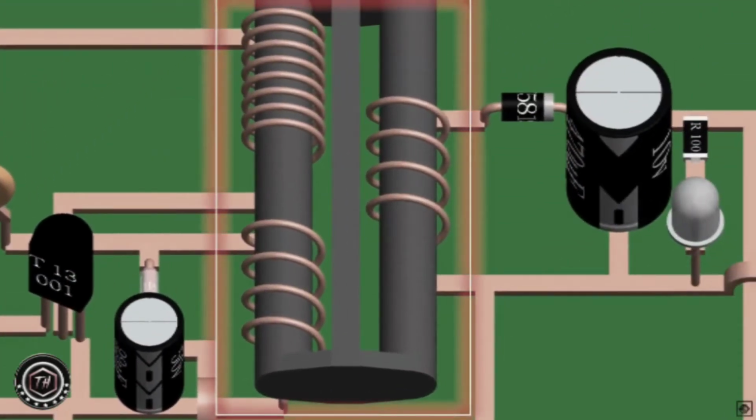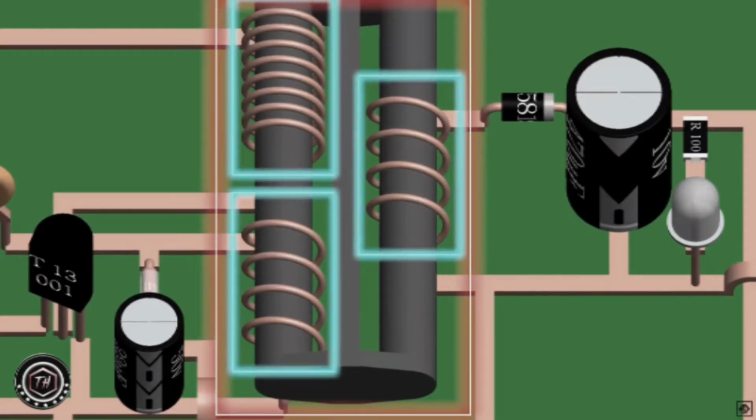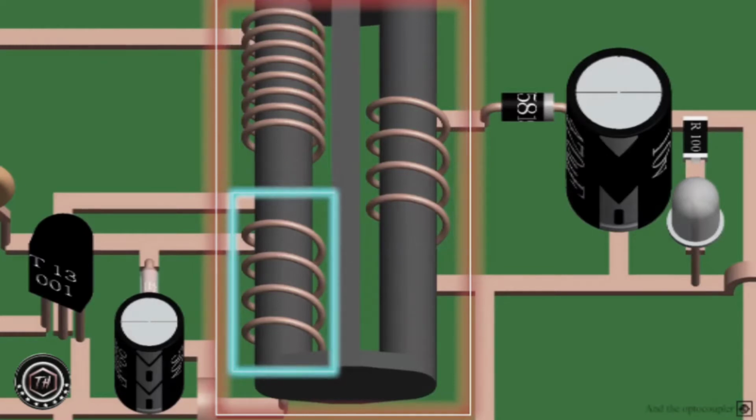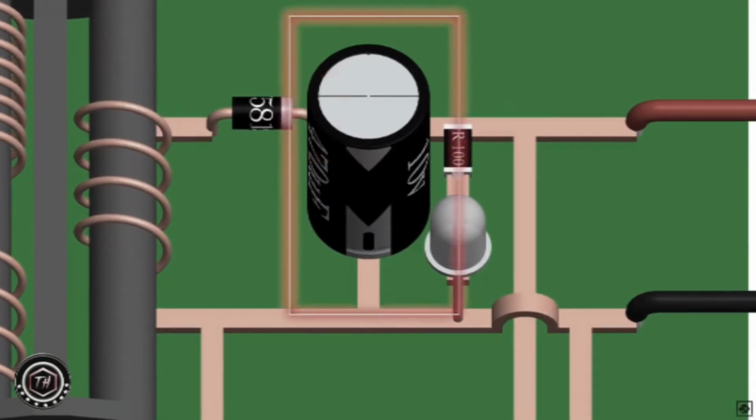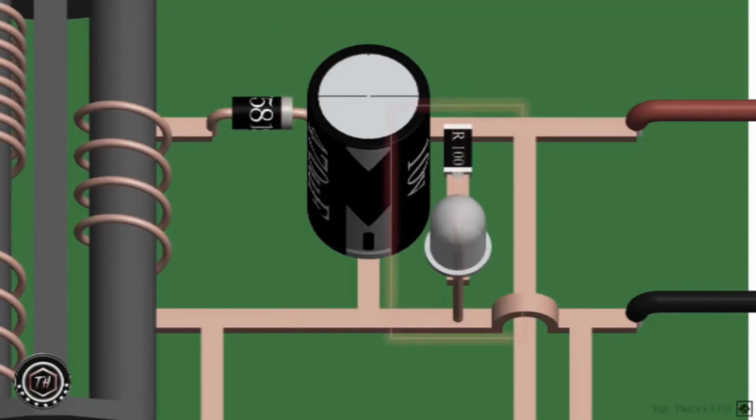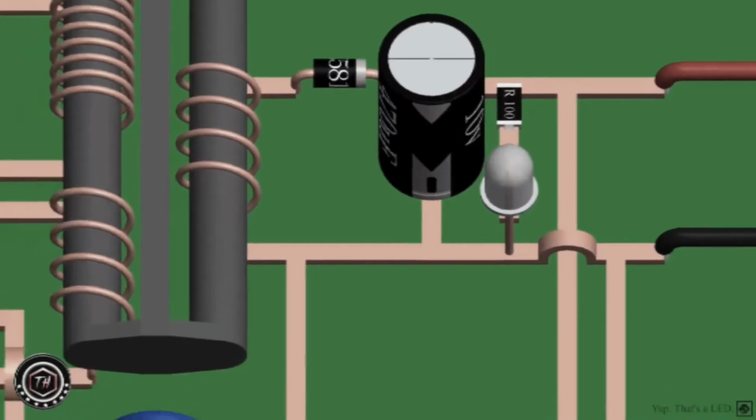This is the transformer. It has 3 windings, primary, secondary and auxiliary winding, wrapped around the core. It is used to step down the voltage. The auxiliary winding is used to run the oscillator circuit. Then we have a Schottky diode 1N5819 with a capacitor of 10 volts 470 microfarad to convert AC to DC. And an LED for indication.